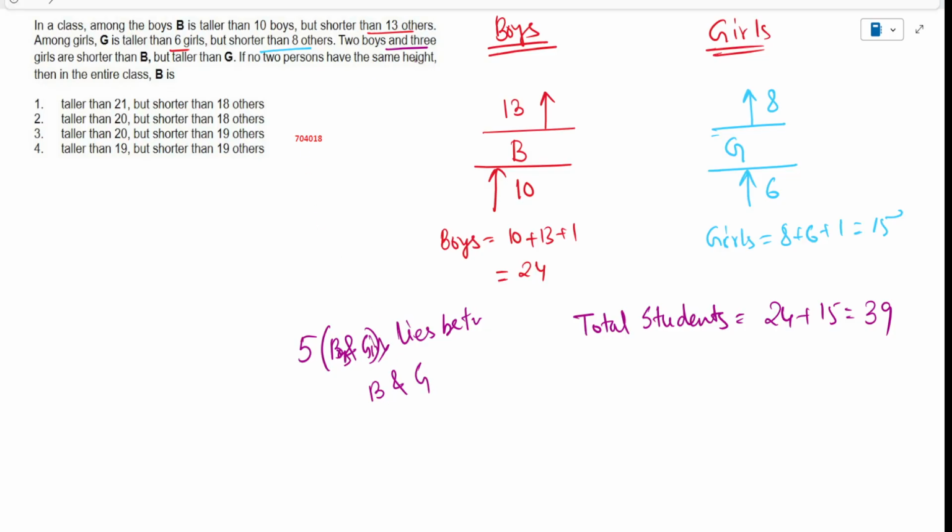Okay, see, 2 boys and 3 girls are shorter than B, and taller than G. That means these 5 lie between B and G. Fine. Boys shorter than B. What? Now boys shorter than B is 10. Boys shorter than B.